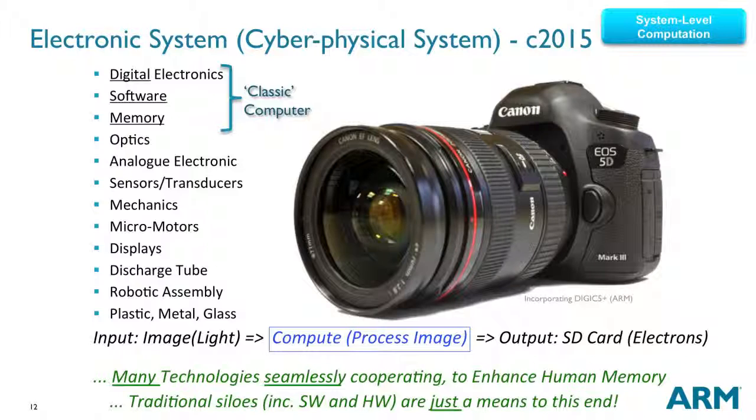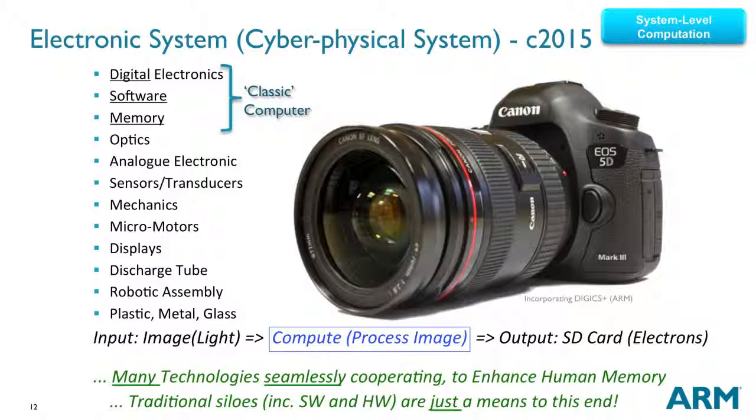It's a computer. But the other thing about it is all those things too. Optics, analog electronics, sensors, transducers, mechanics, micromotors, displays, discharge tubes, plastics, metal and glass, and actually the last but one item there is one that I quite like. It wouldn't actually be possible to make this thing if you didn't have robotic assembly. You couldn't make it economically, but today you can put these things together because you have systems which enable them to be manufactured. So an essential non-listed part of this product is the system under which it's created, the actual manufacturing process itself. Of course it incorporates ARM, otherwise I wouldn't have illustrated the point.